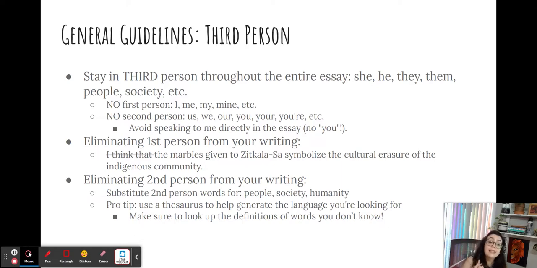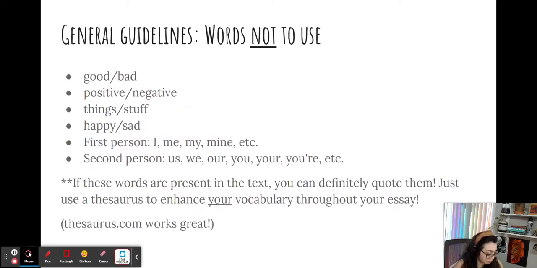Now, to eliminate second person from your writing, just substitute second person words for people, society, humanity, etc., humankind, even, right? So, pro tip, use a thesaurus to help generate the language you're looking for. I still use one today, right? Make sure to look up the definitions of the words you don't know, though. Don't just say, "Oh, fancy word, let me plug it in here," because again, it can get real awkward.